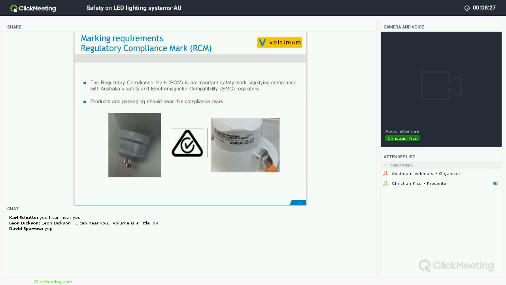Okay, so moving on to the regulatory compliance mark, the RCM. Basically, the RCM is now the important safety mark to signify compliance in Australia and New Zealand for both safety and also electromagnetic compatibility. Products that have a switch-mode power supply in them, and have an EMC and a circuit that needs certification, any product such as that would need to have the marking, if not for safety, then at least EMC. So if you have it, it basically signifies that it complies with one or the other, I should say.